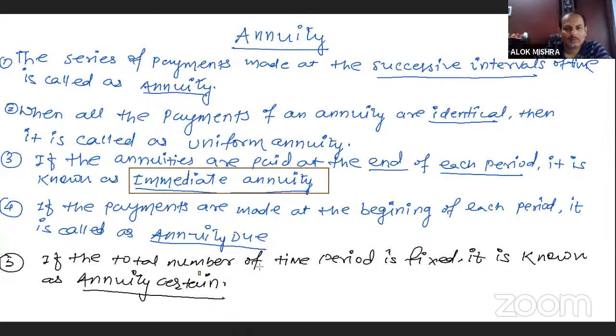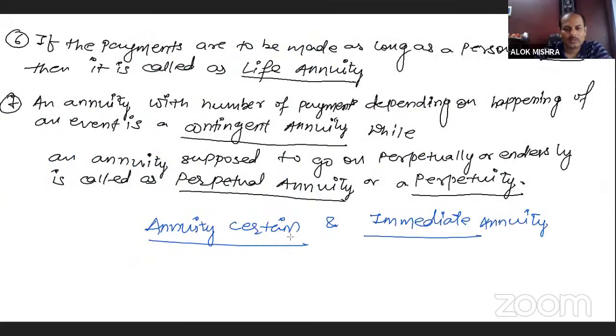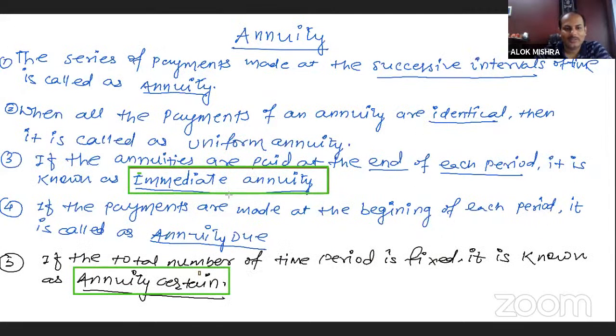And the other point is annuity certain. So basically, this is what we are going to discuss. You can see annuity certain and immediate annuity. So these are the two types whose questions we are going to solve in the class. Fine.